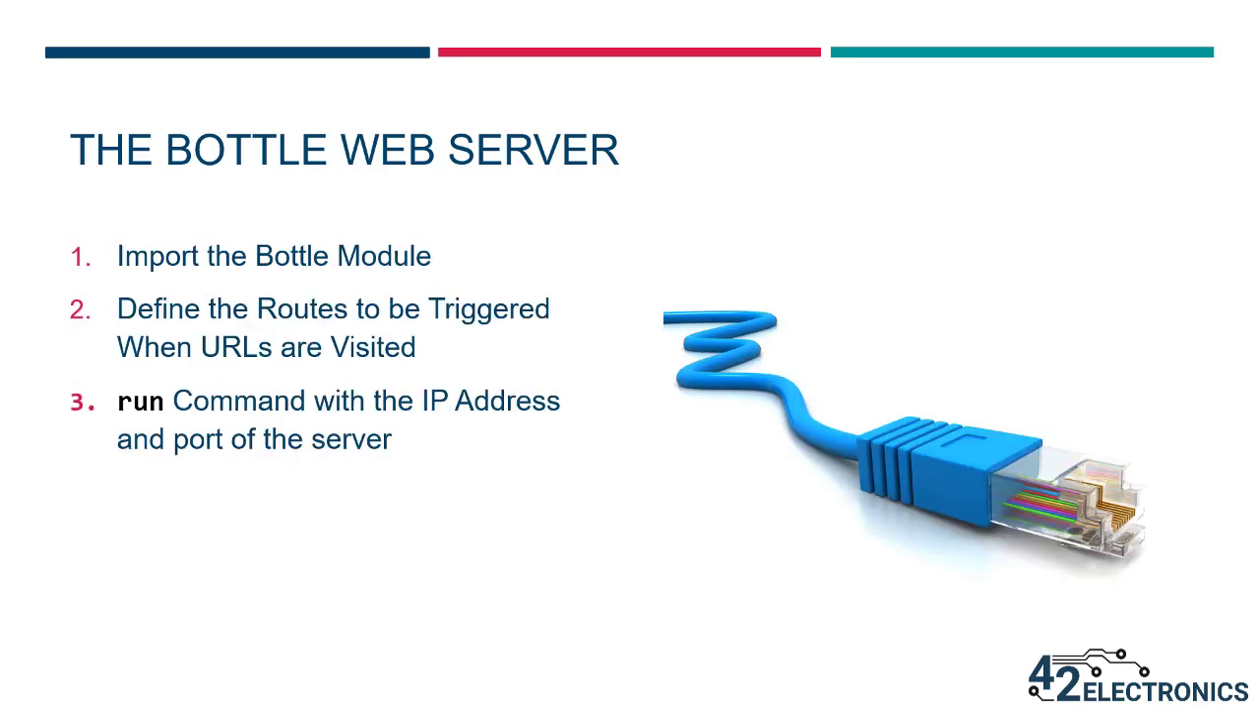Okay, before we move on from the Bottle server, let's just do a quick summary. A Bottle server just needs these three elements to operate. One, you need to import the Bottle module. Two, you need to define the routes to be triggered when URLs are visited. And three, you need that run command with the IP address and port of the server.